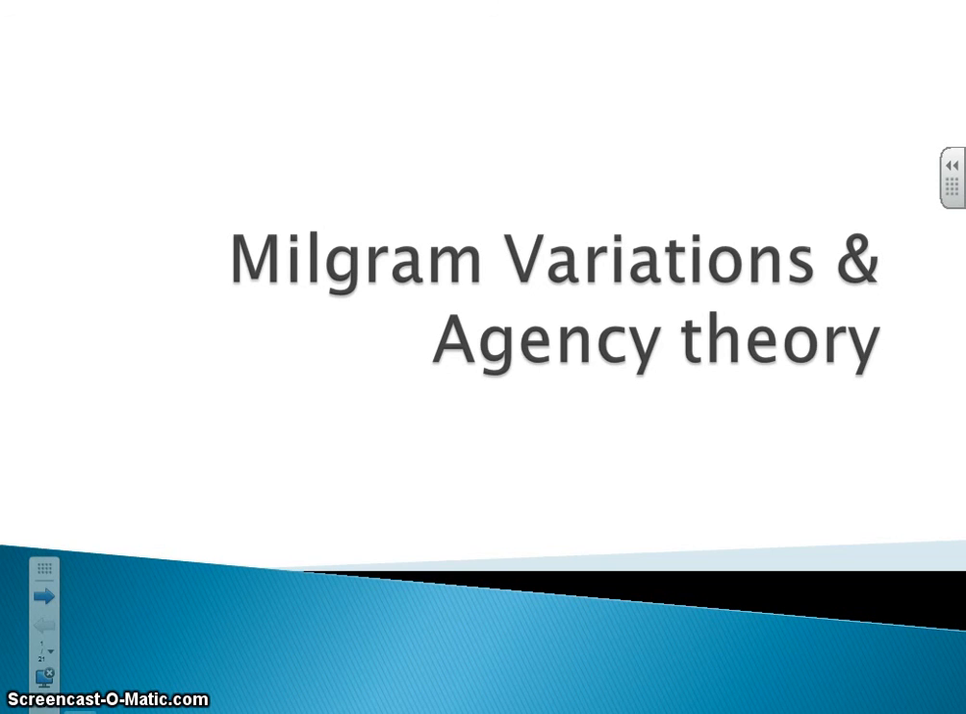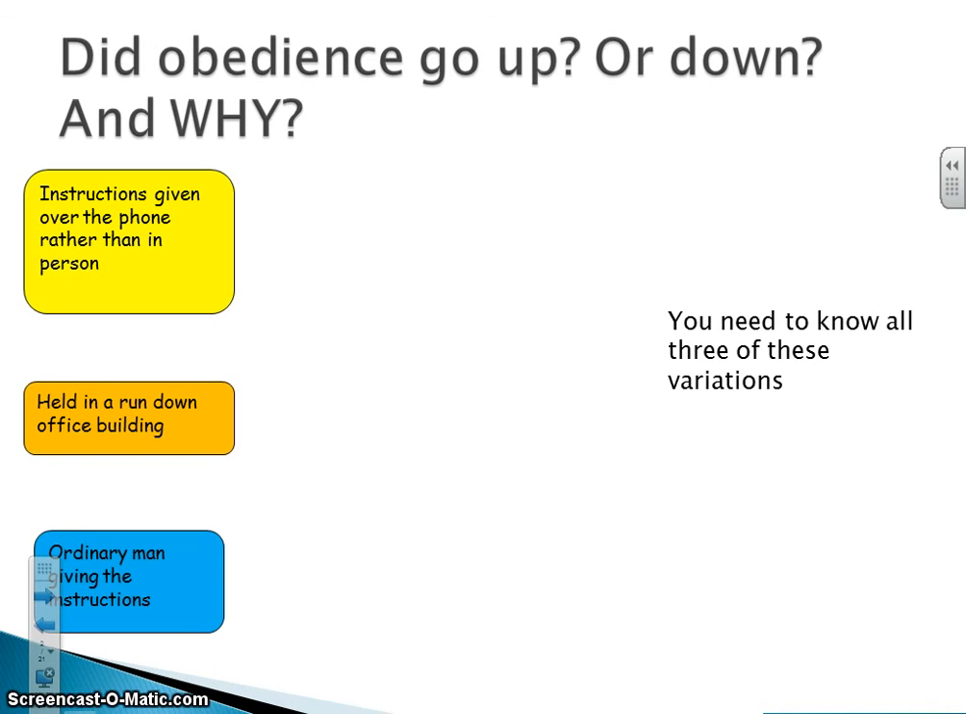So this is a video summarising the variations of Milgram's experiment and his agency theory, and I'll even put a few evaluation points in there to help out. So remember, you need to know 3 variations of Milgram. He did 18 in total, including his original experiment, but these are the 3 that you need to know.